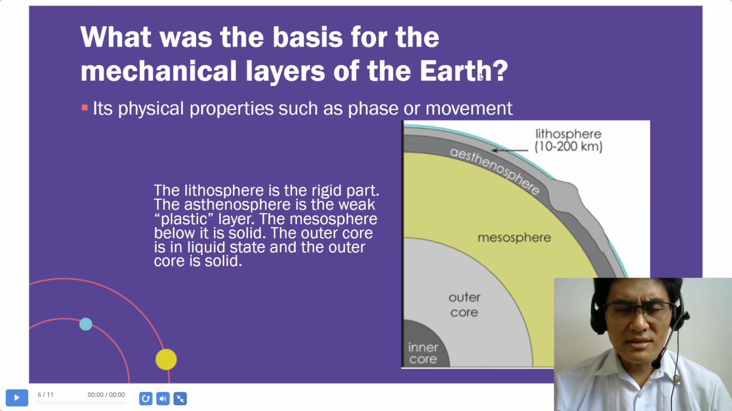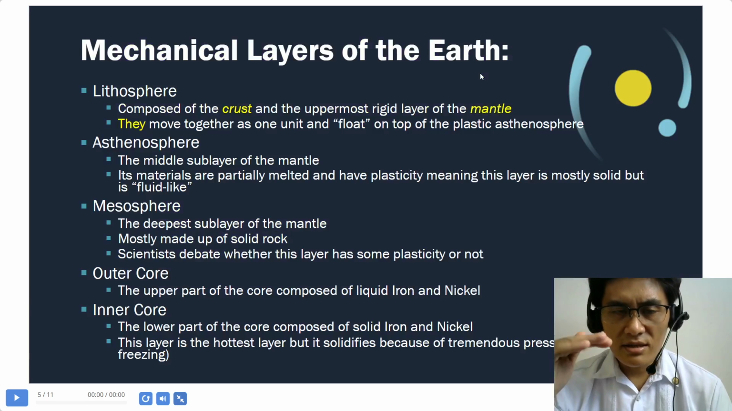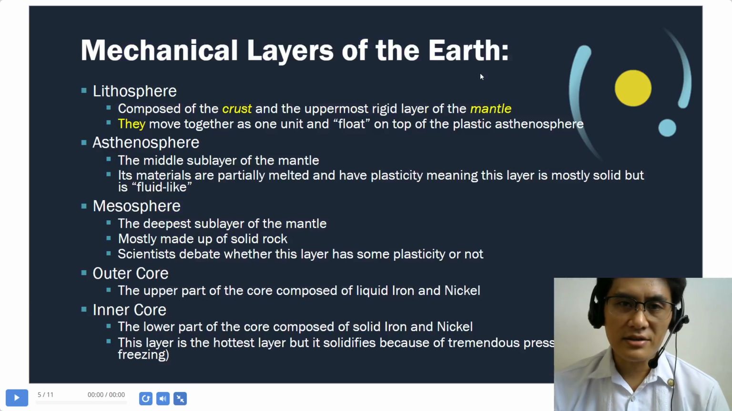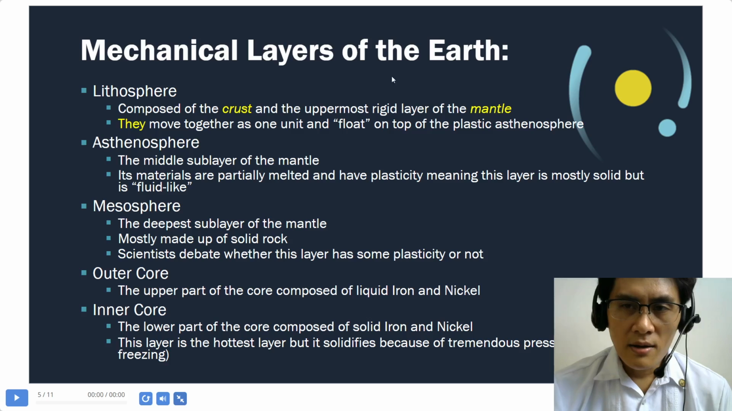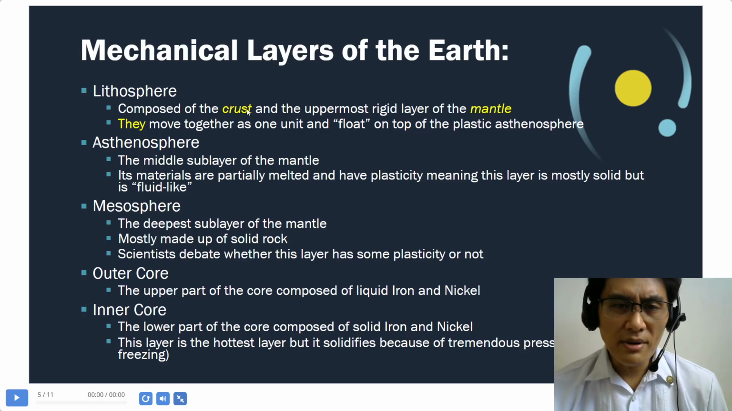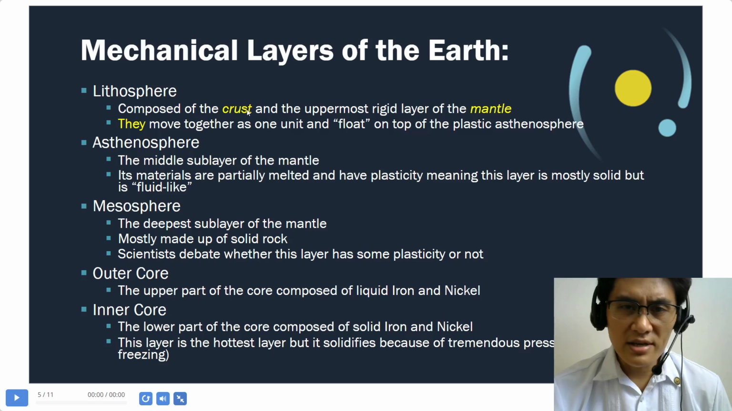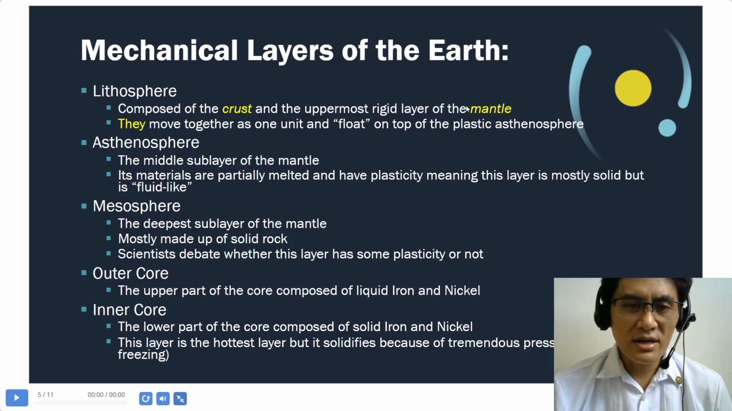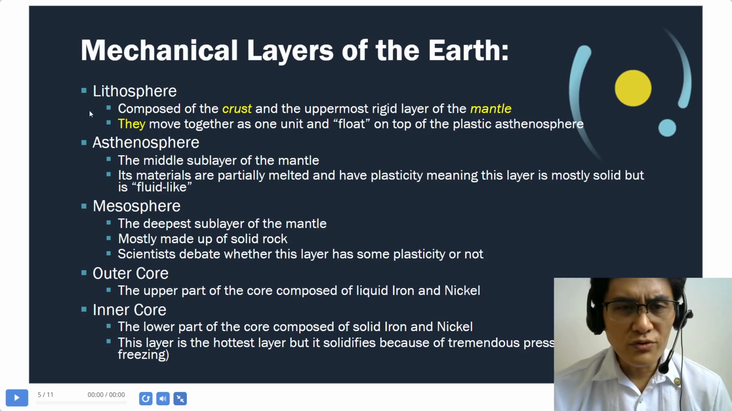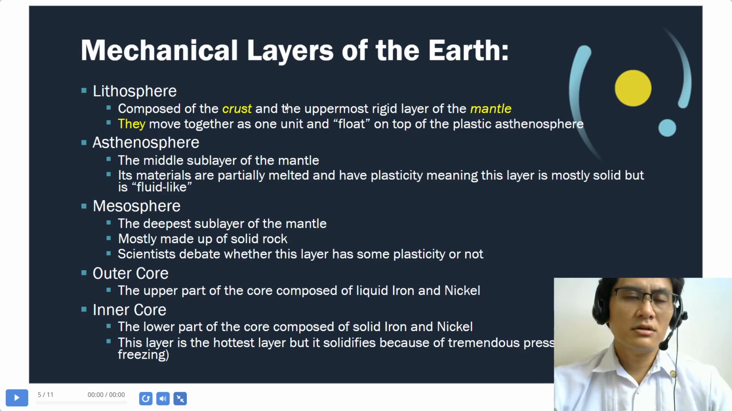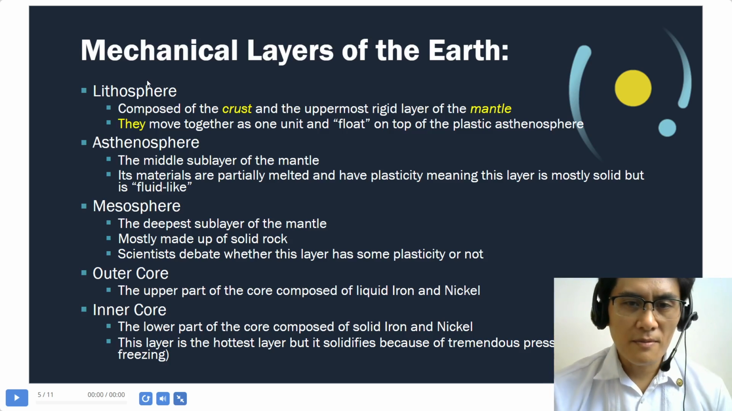Now, the basis for these layers is the phase, or the physical characteristics. So, number one is the lithosphere. As I mentioned a while back, the crust is solid. The uppermost rigid mantle is also solid. So they move together, and together they form a solid block. So that is the lithosphere.